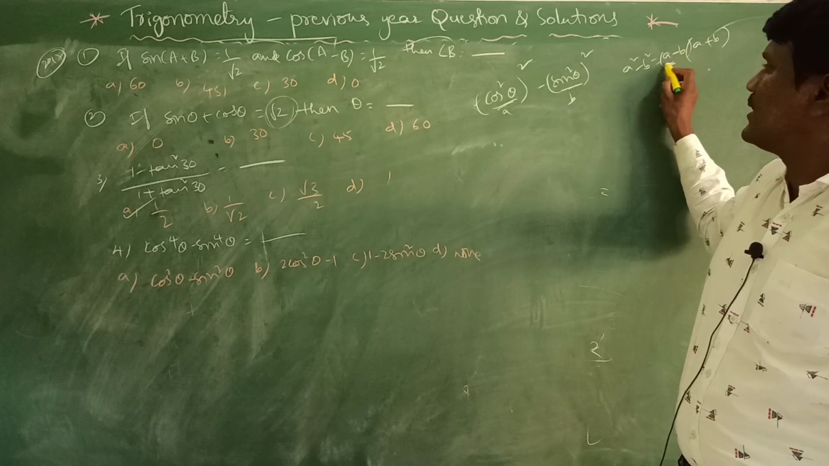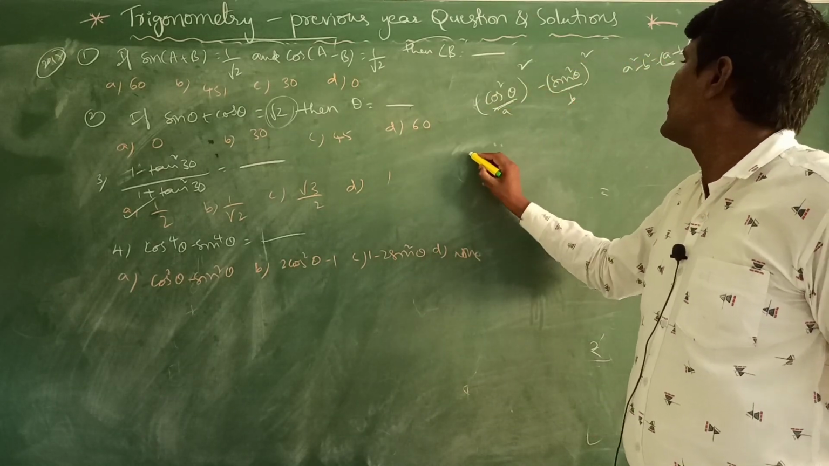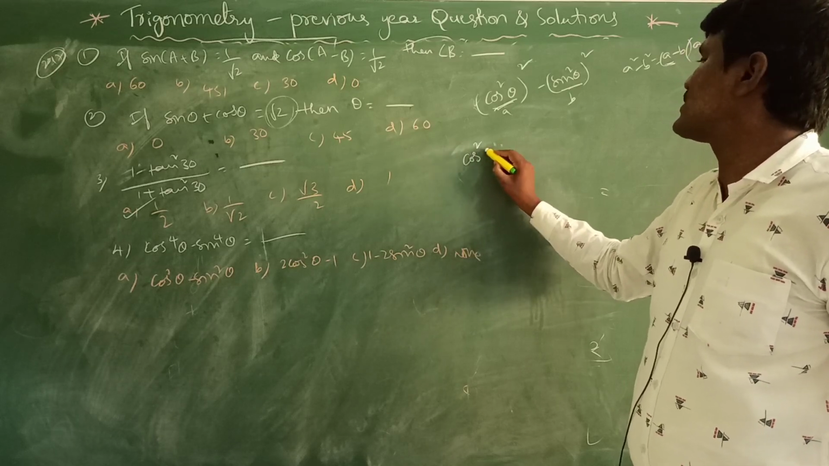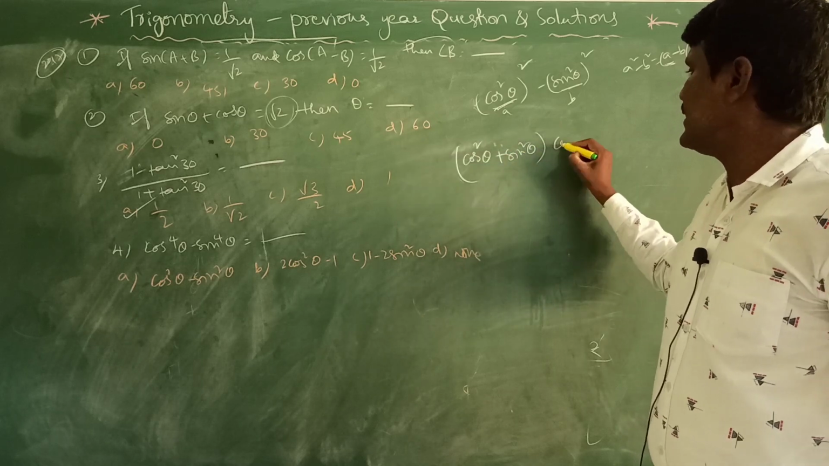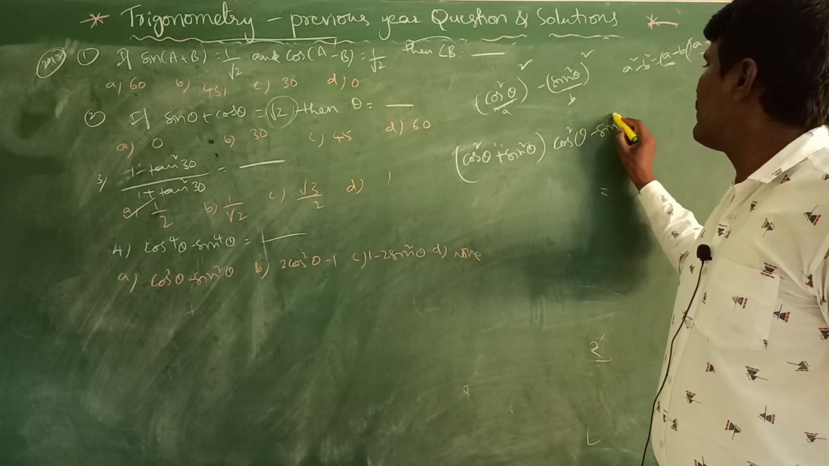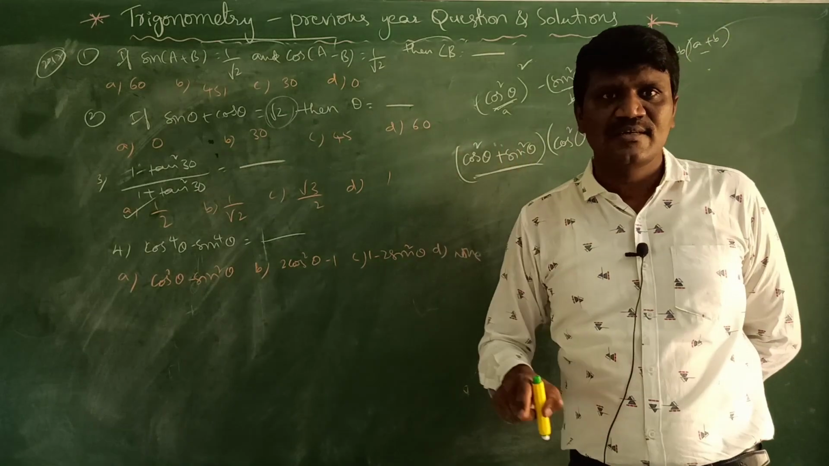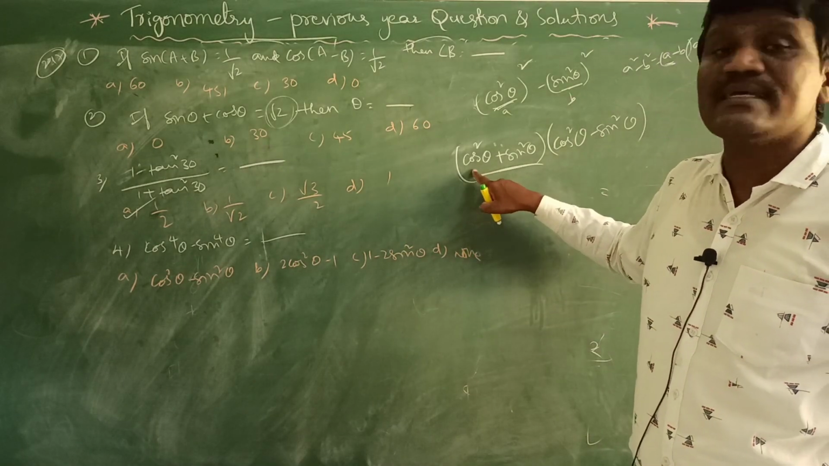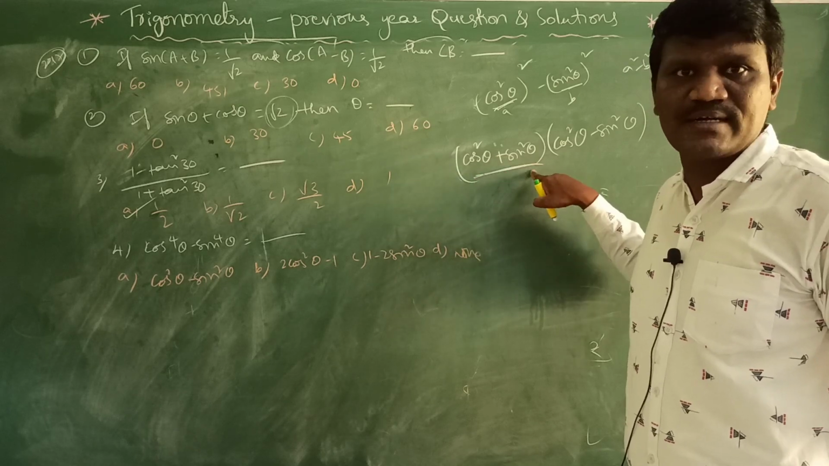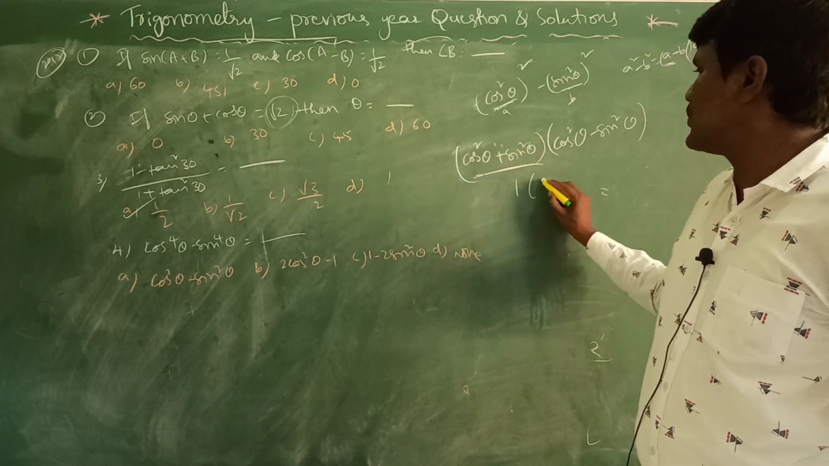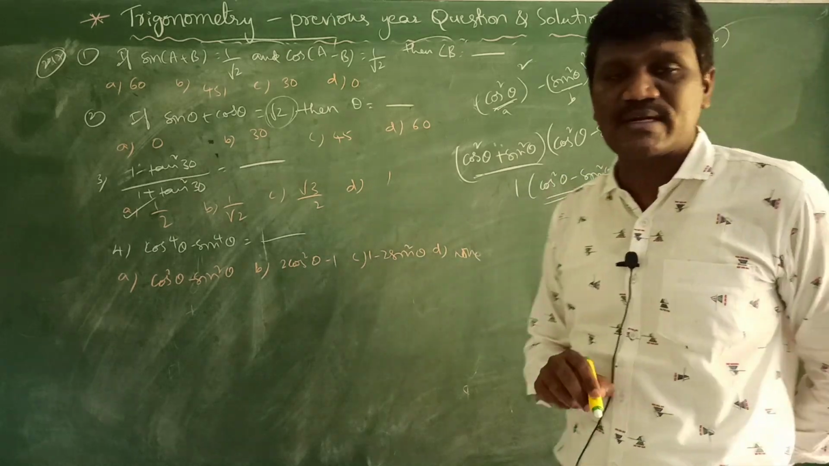So what is a here? A is nothing but cos square theta. What is b here? Sin square theta. So substitute there. a plus b is cos square theta plus sin square theta, into cos square theta minus sin square theta. Just observe this value. What is identity number 1? Sin square theta plus cos square theta is equal to 1. So sin square theta plus cos square theta and cos square theta plus sin square theta are the same. So this is 1 into cos square theta minus sin square theta. So the answer is cos square theta minus sin square theta.